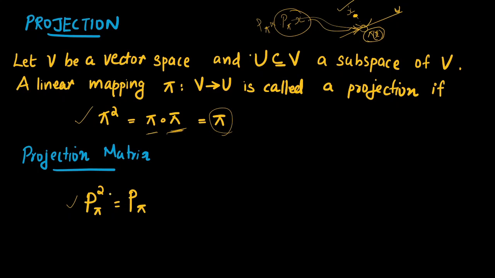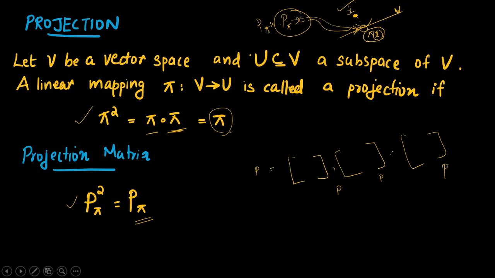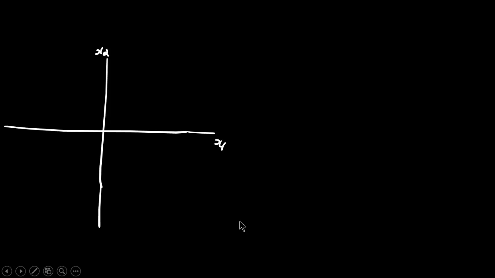So that means if you have the projection matrix and you take the square of it, or multiply it with itself, we will get the same matrix. Suppose P is this matrix, and if you multiply this P with the same P itself, P times P will give you the same matrix. It will not make any difference in the projection. That is the projection matrix.